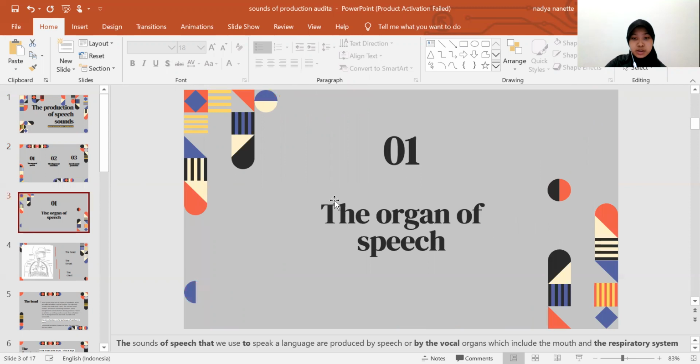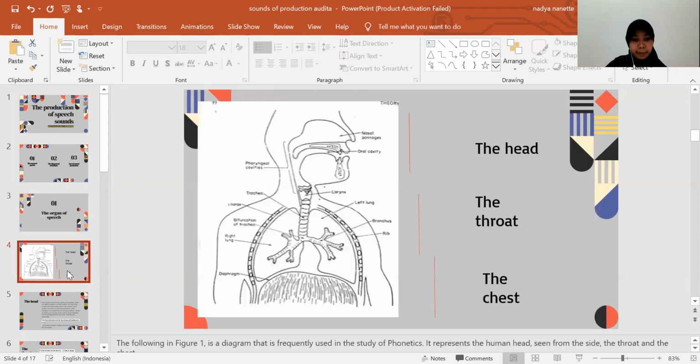First, I'm going to talk about the organ of speech. The sounds of speech that we use to speak a language are produced by speech organs, or the vocal organs, which include our mouth and our respiratory system. And these are our vocal organs, including the head, the throat, and the chest.